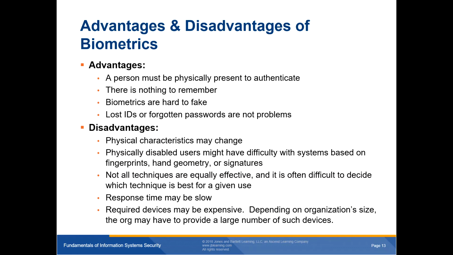Physical characteristics may change. Your voice may change. Your eye color probably wouldn't change, and your fingerprint really can't change, but your hand could get sweaty when you actually put your hand on a hand reader or a fingerprint reader. Physically disabled users might have difficulty with systems based on fingerprints, hand geometry, or signatures. Not all techniques are equally effective, and it's often difficult to decide which technique is best for a given use. The response time might be slow. Required devices may be expensive. Depending on an organization's size, the organization may have to provide a large number of such devices.